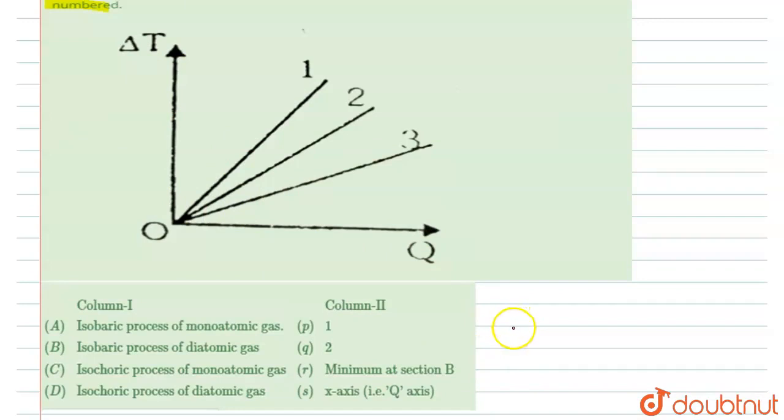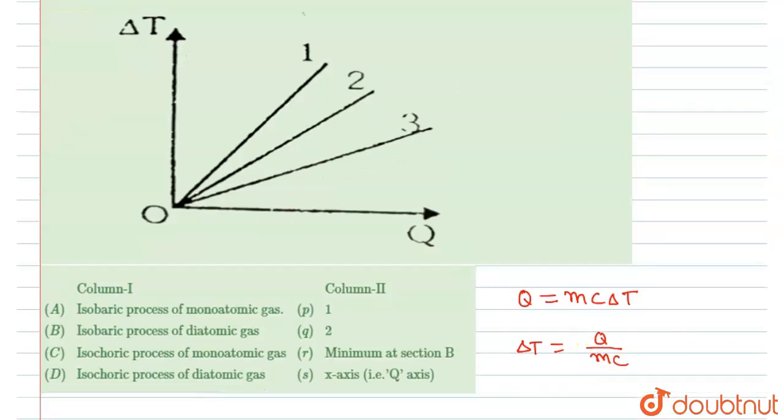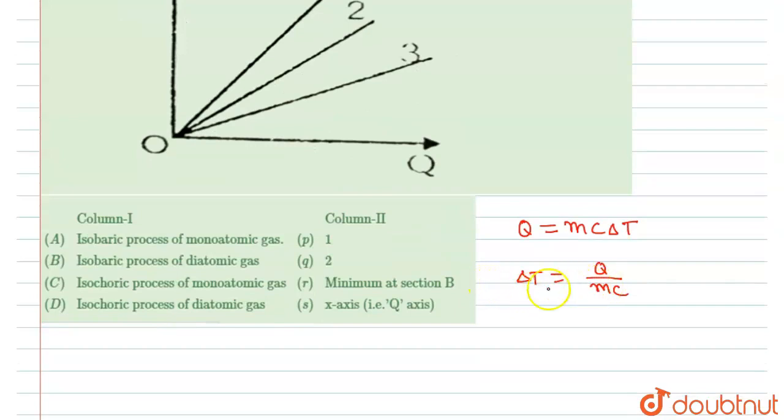So for the heat, we can write delta Q, as we know, Q is equal to M C into delta T. From here we can write delta T is equal to Q divided by M C. Now this is the graph between delta T and Q. So we can write delta T is equal to 1 by MC into Q. Now from here we can write y is equal to m x.